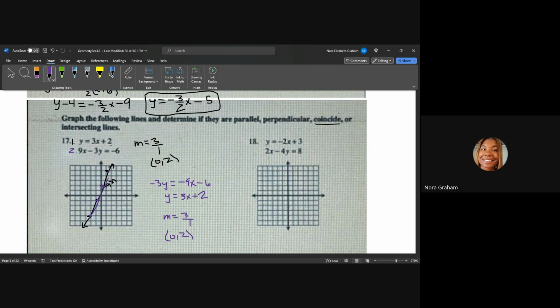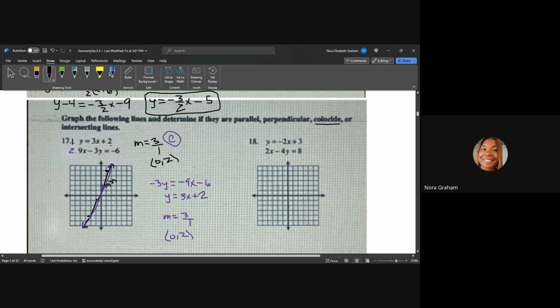So since they share the same points and they're basically the same line, then this one's going to be coincide. And I'll put a C for coincide. Okay, let's do this last one.